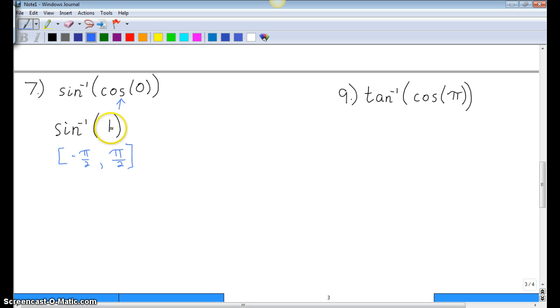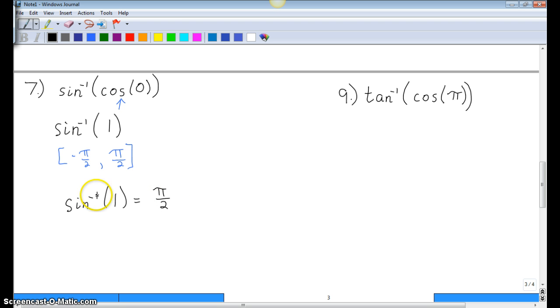Because the sine inverse in our case here, 1, is positive, we know that our answer is in quadrant 1. So where does sine equal 1 in the first quadrant? Well, it happens to equal it right at that endpoint, pi over 2. So our answer here is the sine inverse of 1 equals pi over 2.